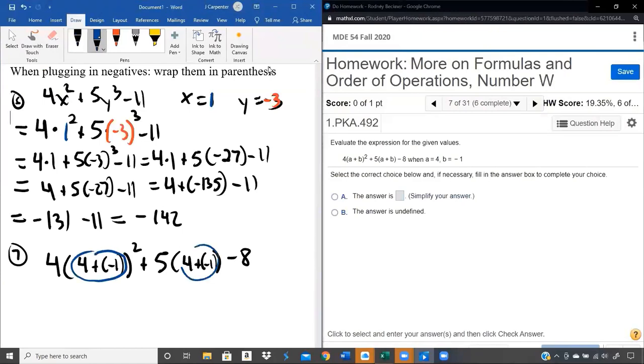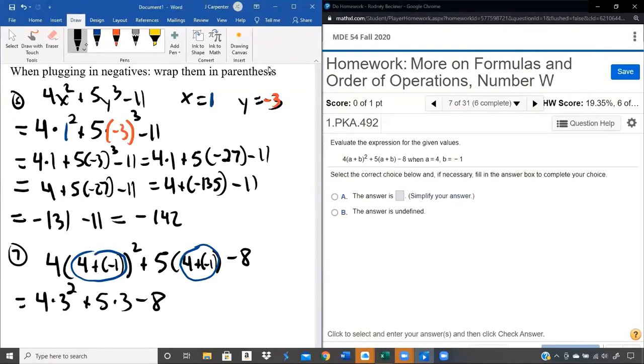Now this is exactly the same thing. So 4 plus negative 1, that's going to be 3. I am going to go ahead and do both of those replacements. So this is 4 times positive 3. I don't need the parentheses because it's positive. Don't forget the exponent. Then plus a 5 times 3, minus 8. Again, I went ahead and did two steps for one there.